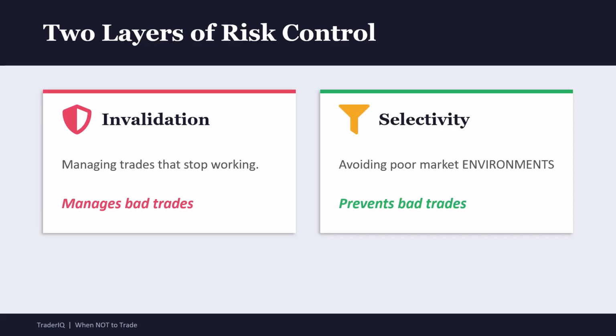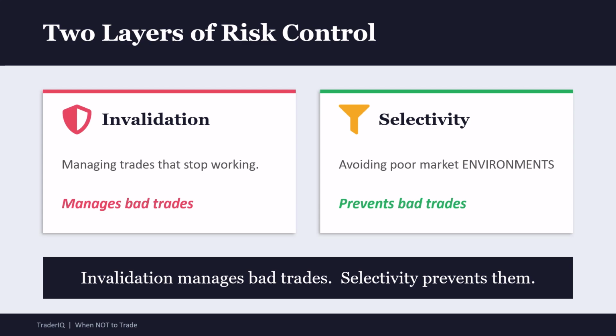However, what we're focusing on today is selectivity. So avoiding poor market environments, preventing bad trades in the first place. So invalidation manages bad trades, selectivity prevents them. And it's a combination of these two which tend to produce better results if we master them.